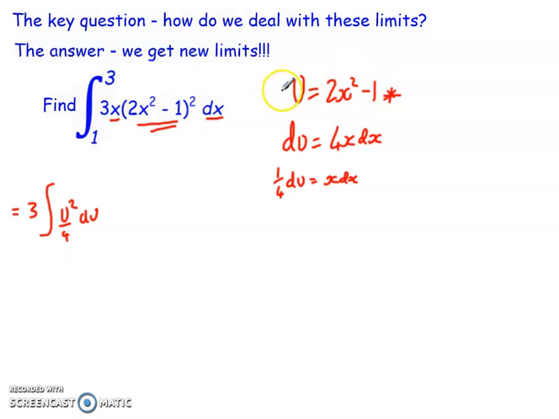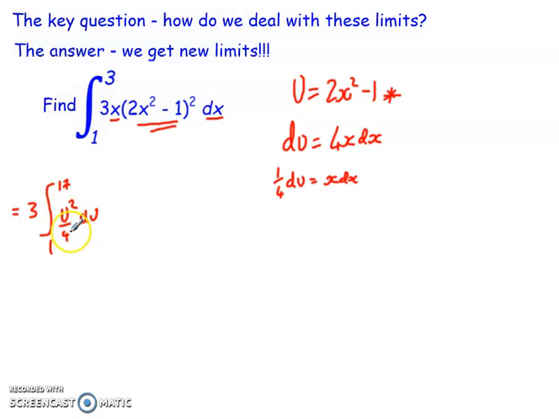So if I was to do that, I'd have u equals 2x squared minus 1. So if I substituted in x equals 1 for the lower limit, I get 2 times 1 squared minus 1. So 2 times 1 squared is 2, minus 1 would be 1. And for the new upper limit, I'd take the 3 here, and I'd do 2 times 3 squared minus 1. 3 squared is 9. 2 9s are 18. Take away 1, gives me a new upper limit of 17.